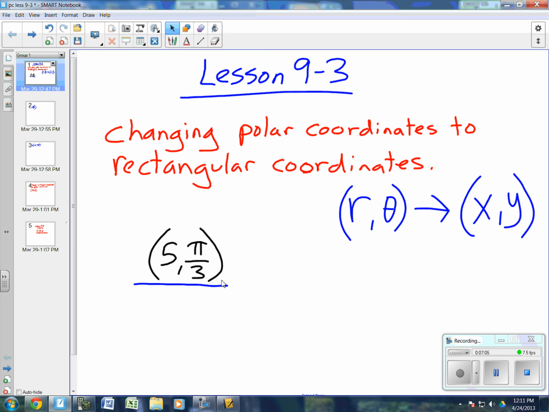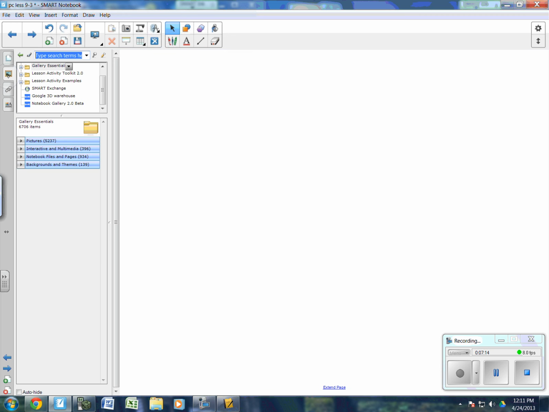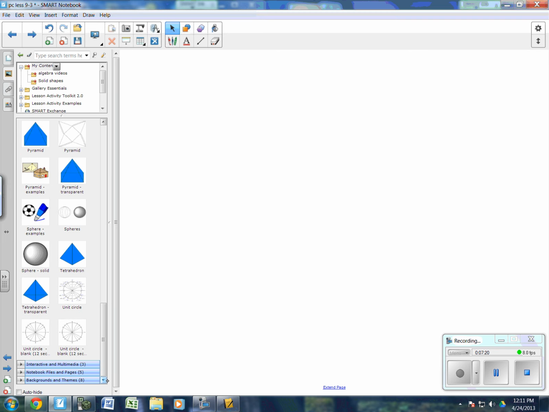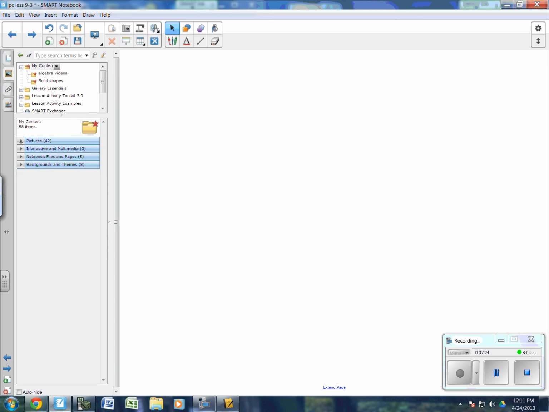from r comma theta. So if I gave you a graph, let me just kind of show you an example. Let's say, you know what, I need to pull up a polar graph really quickly. Wait, where are my polar graphs? You guys remember where I put my polar graphs? I can't remember now. Polar graph, okay.